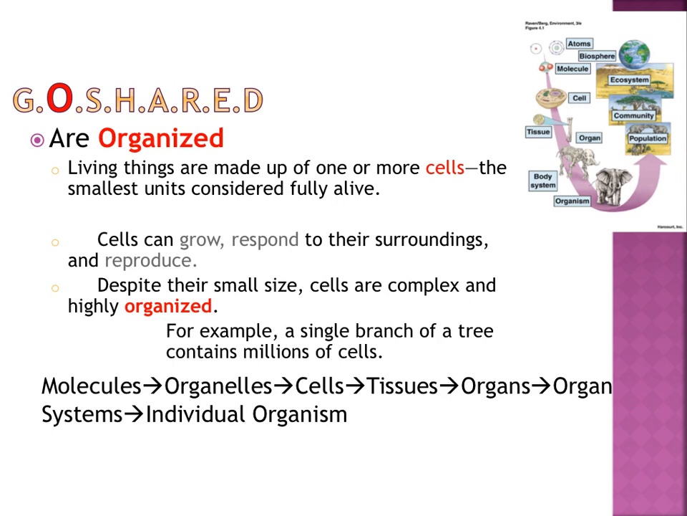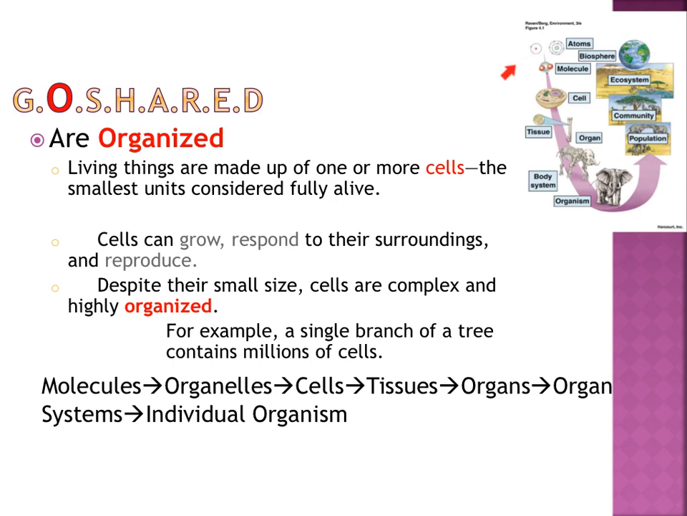So cells can grow, respond to their surroundings, they can reproduce. Despite their small size, cells are complex and highly organized. For example, a single branch of a tree will contain millions of cells. If we take a look at this picture up here, that's also on your paper, we have the smallest thing, which in this picture is an atom, and an atom isn't alive. Again, we said the smallest thing that's considered alive is a cell.